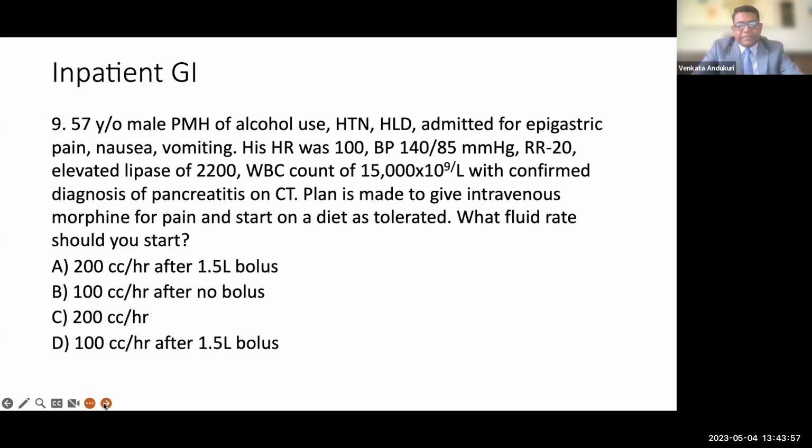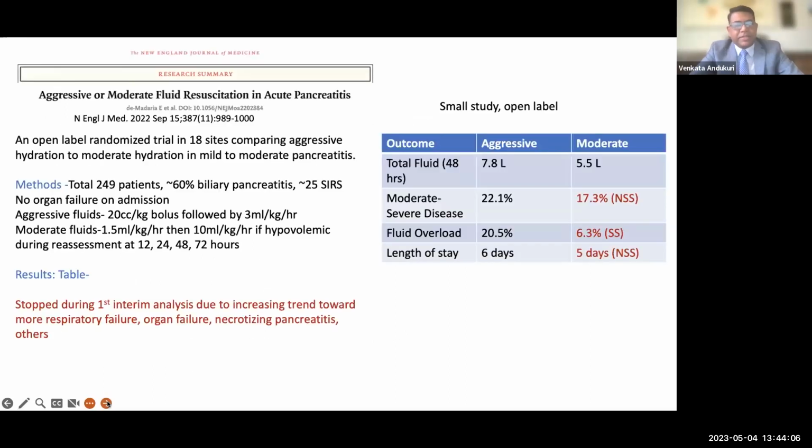All right, so almost 50%. That's good. It looks like some of you have already reviewed this literature, but for the rest, let's discuss aggressive or moderate fluid resuscitation in acute pancreatitis.